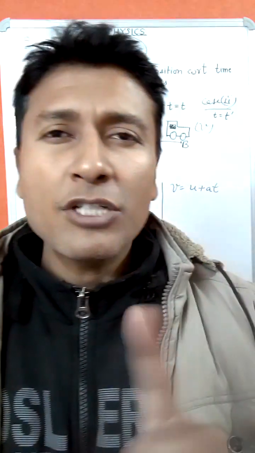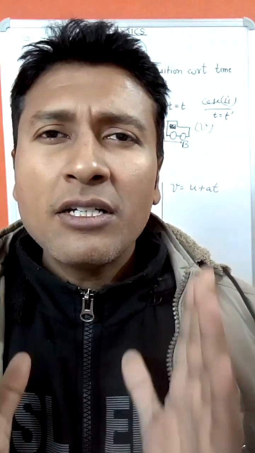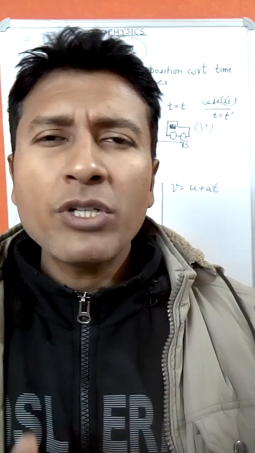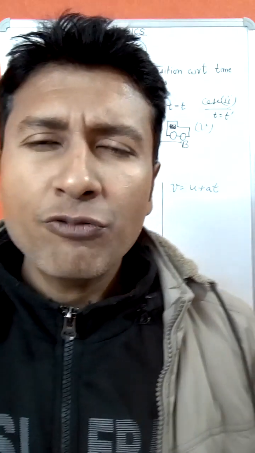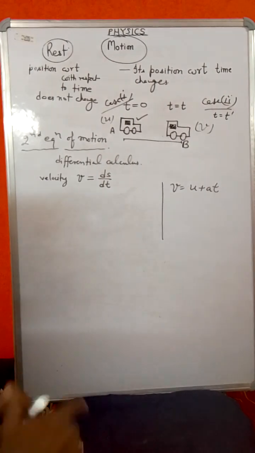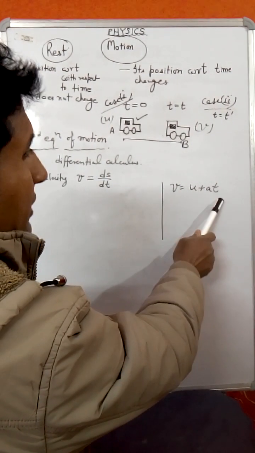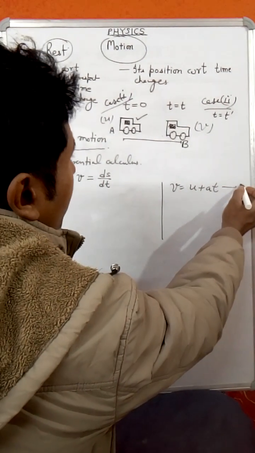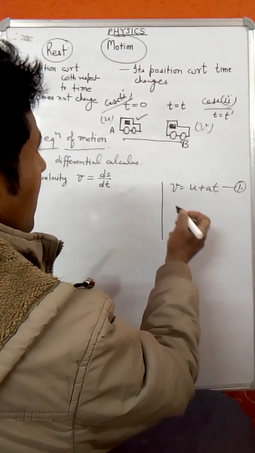Good day friends, in our previous lecture we studied the first equation of motion, right? The first equation of motion is basically a relationship between initial velocity, final velocity, acceleration and the time interval. Today we are going to discuss the second equation of motion. Let's have a look. v is equal to u plus at, that we studied from the first equation of motion, right?